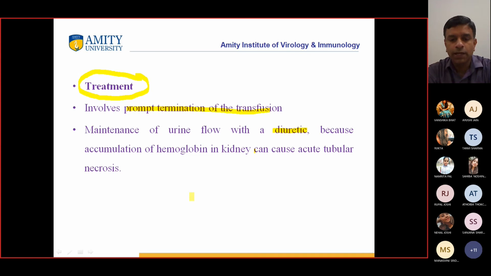Because accumulation of hemoglobin in the kidney can cause acute tubular necrosis. Therefore it becomes very important to maintain the urine flow with the help of diuretics. So you have to give intravenous fluids. You should ask the patient to drink as much as they can, so that hemoglobin is filtered through the kidney and does not get accumulated in the kidney, right?